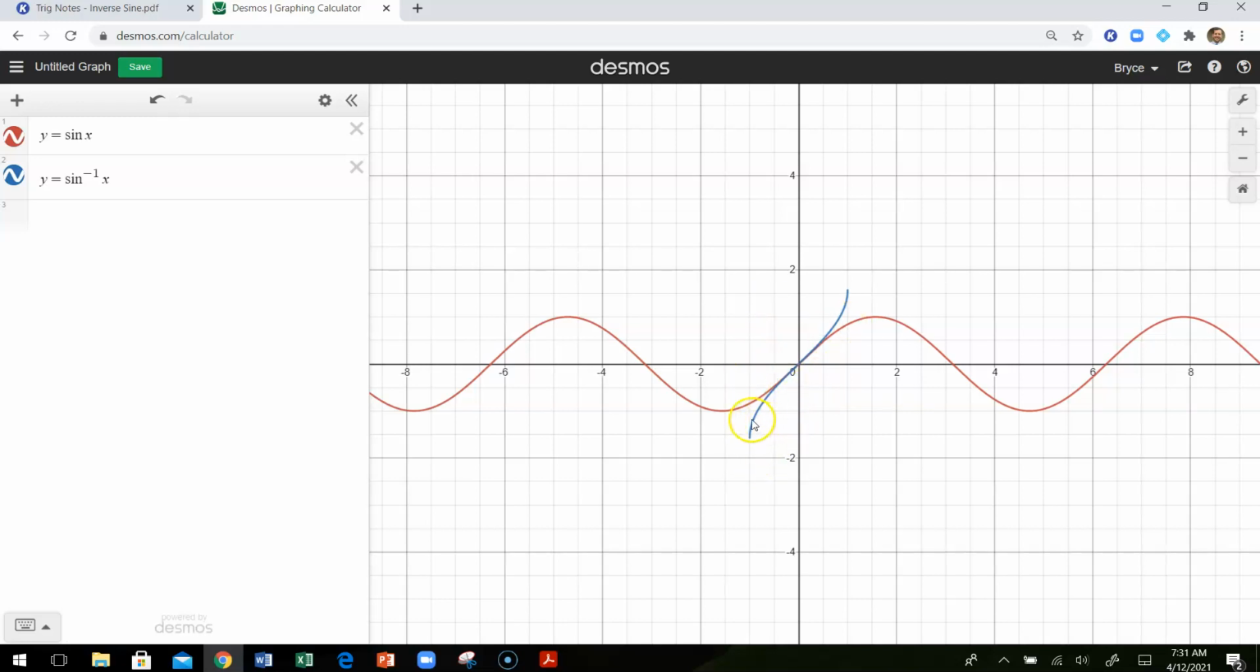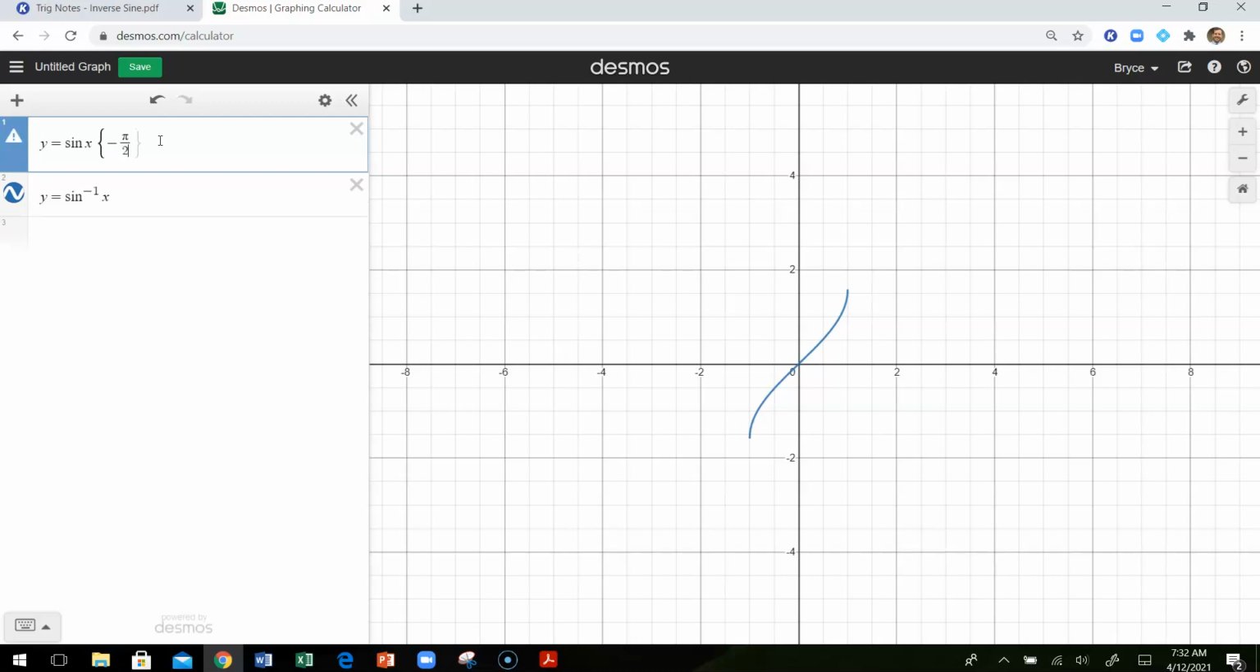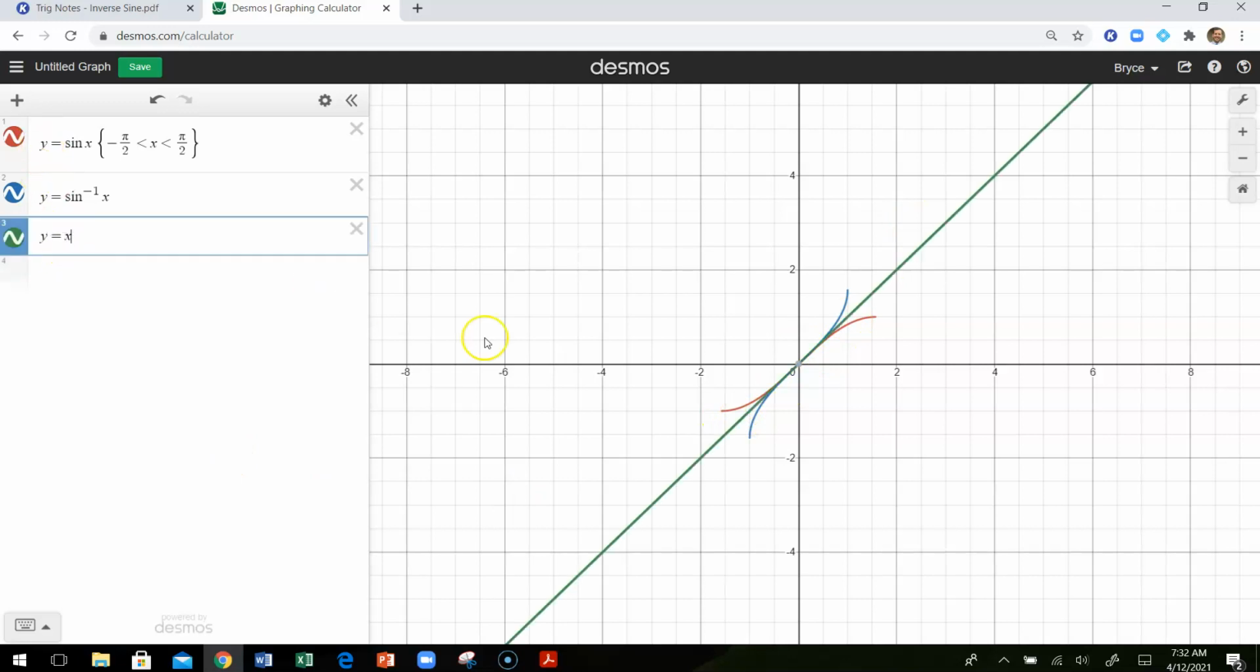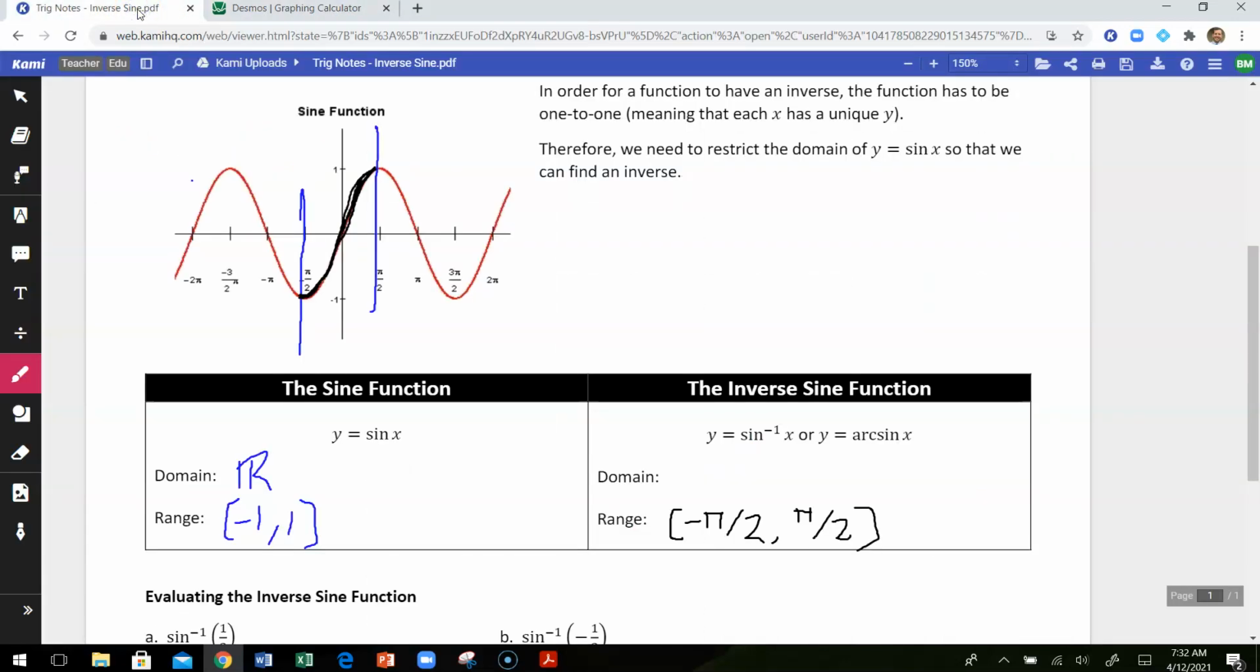So by restricting my sine function to -π/2 to π/2, which I'll go ahead and do, what I see here is that those two pieces are going to be reflective about the line y equals x, which every inverse is, okay? And therefore, by doing that, now I'll have a restricted part that does have an inverse, okay? And then the range will become the domain here. So this is just going to be from -1 to 1.